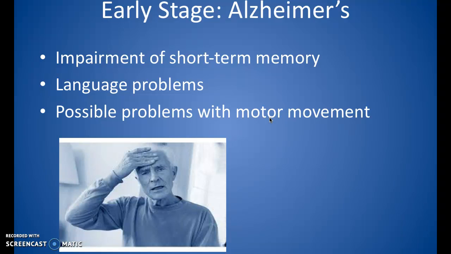Similar to Huntington's disease, performing fine motor tasks and certain movement coordination may be difficult. Individuals in the early stage can typically function independently, but may need help with cognitive demanding activities.